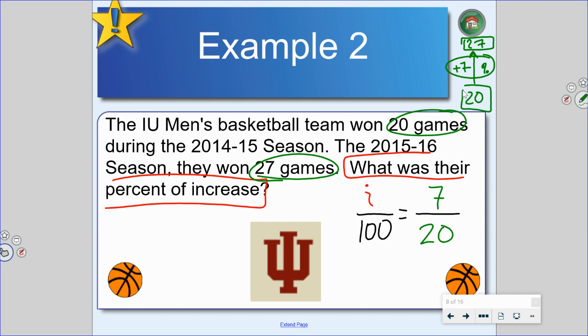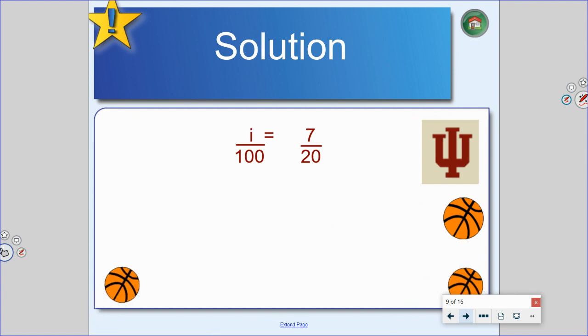All right, I would argue that's the toughest part of the problem, setting up some percentage I compared to 100, and the change of an increase of 7 games. By the way, no need to write a plus or a minus. We'll just write I for increase or D for decrease at the end. 7 compares to the original of 20 games.